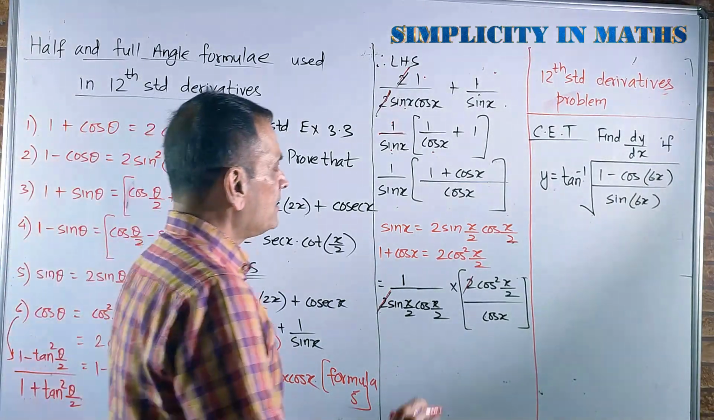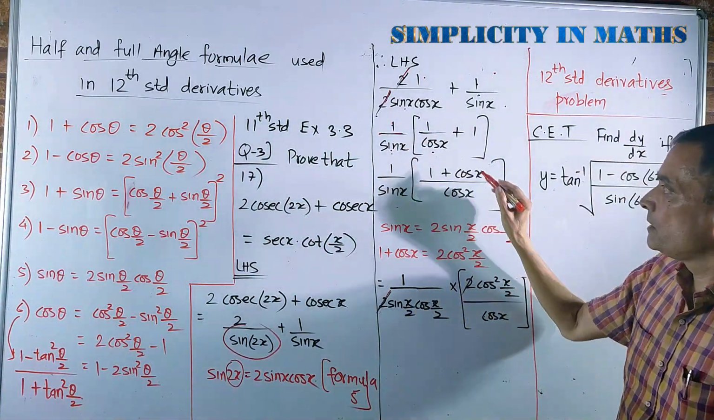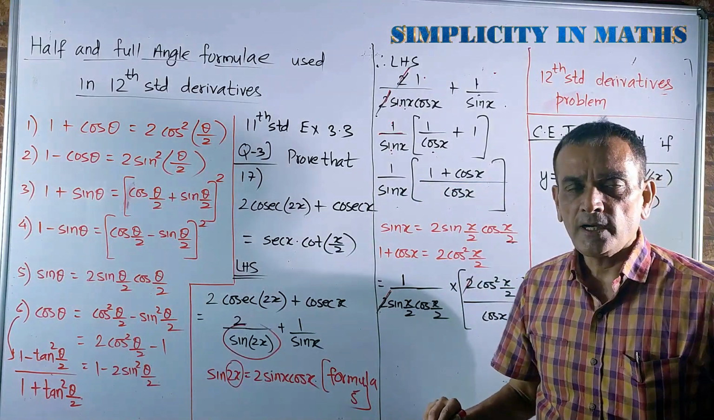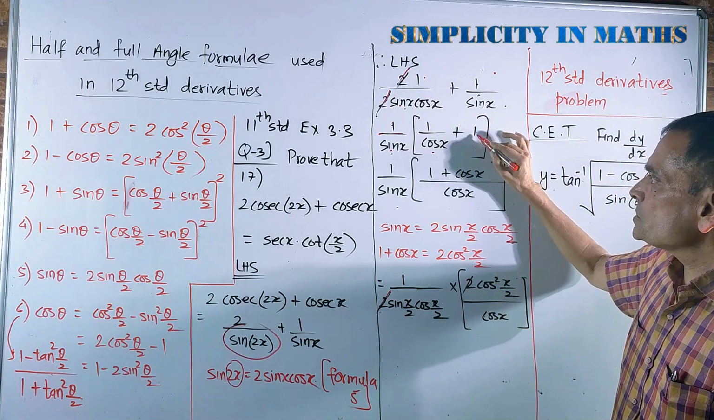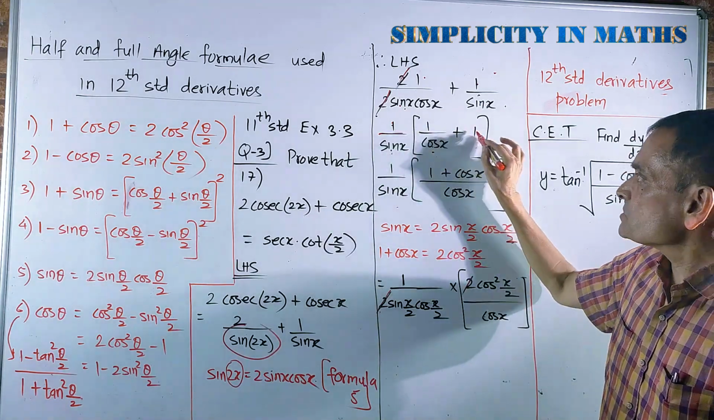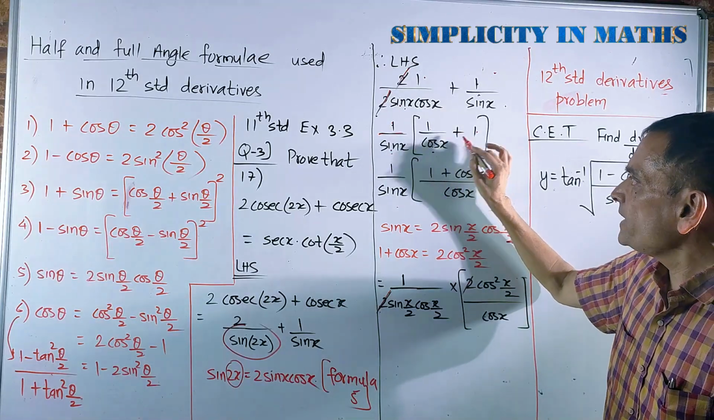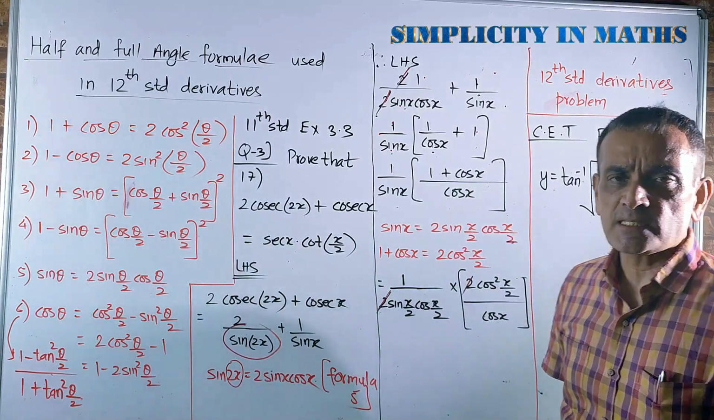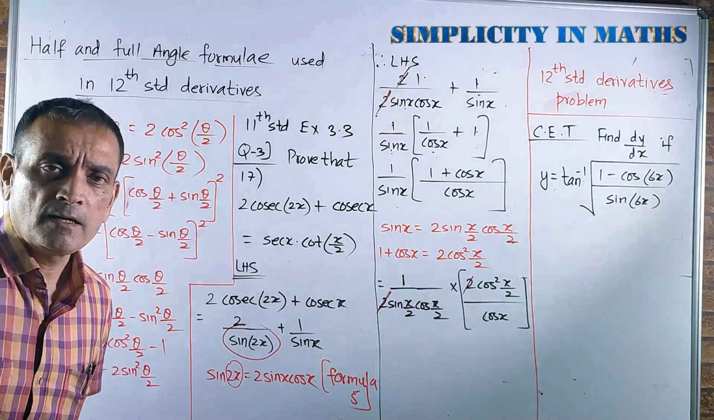बाद में क्या किया है? I have simplified this bracket. Cos x is the common LCM. Right? And as we have seen many times, 1 के नीचे कुछ नहीं है. So it is 1 plus 1 into cos x. 1 plus 1 नहीं करना है. Cos x is the common LCM. 1 plus 1 into cos x, that is cos x. So 1 plus cos x upon cos x आ गया. This is what I get.